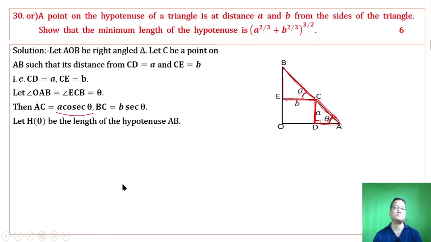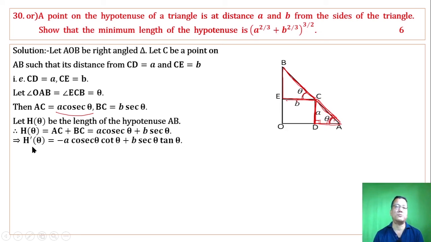Let l theta be the length of the hypotenuse AB. Then l theta is AC plus BC, and we substitute the respective values of AC and BC. Now l theta is a function of theta only.